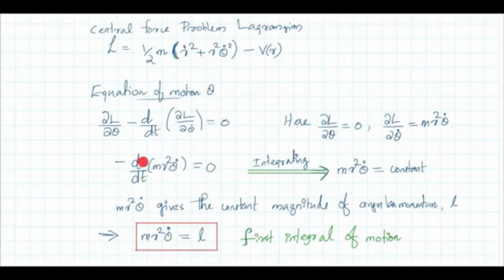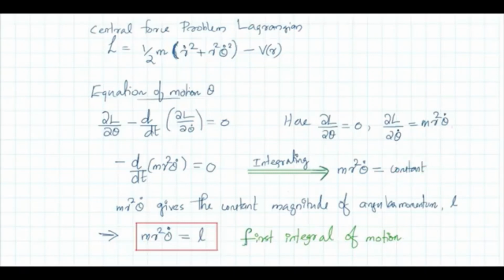This is actually a second order ordinary differential equation. And on integration, this d/dt will go and you will get m r square theta dot is equal to a constant. If you differentiate this expression, you will get this one. So one integration will give you a constant of motion.